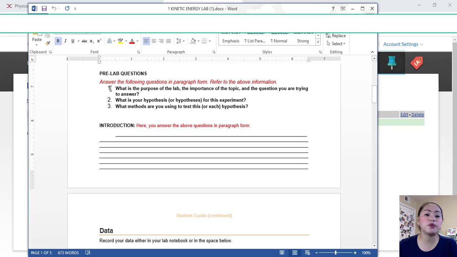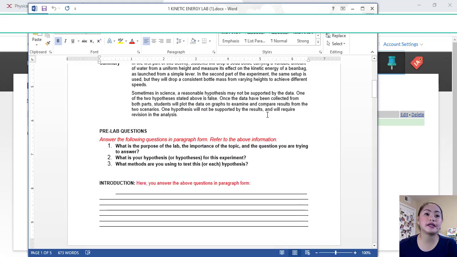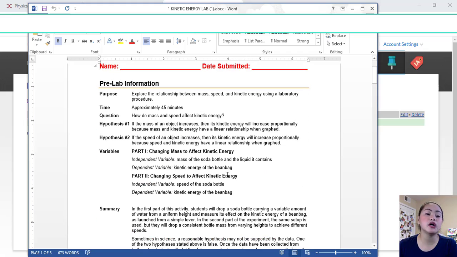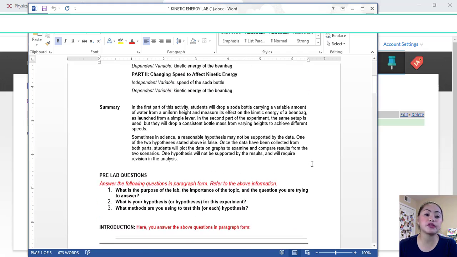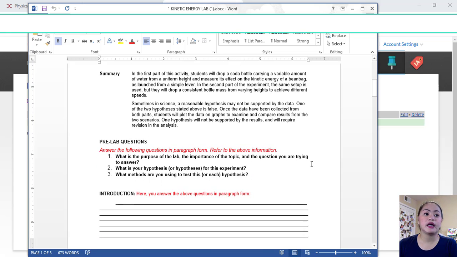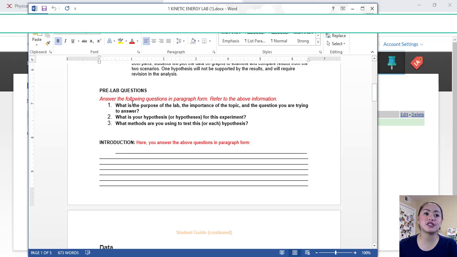So we have here 3 questions for the pre-lab, and you refer your answers from the information here on top, especially for the hypothesis and the questions that we are going to answer for this lab. And then these are just prompt questions. So you are going to write a paragraph to answer these questions.